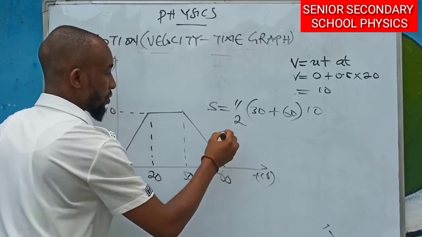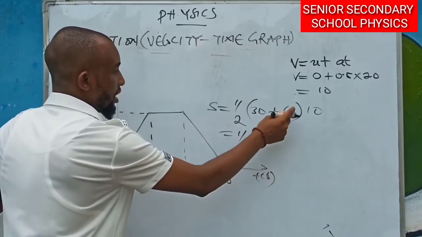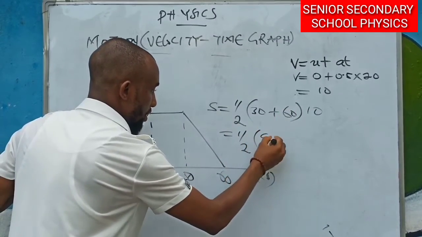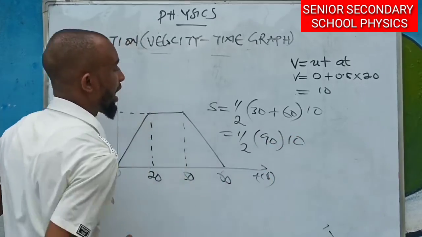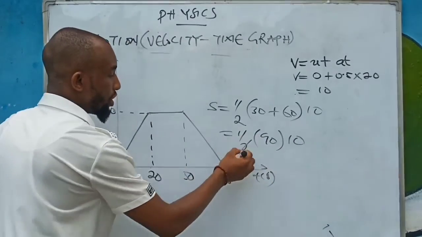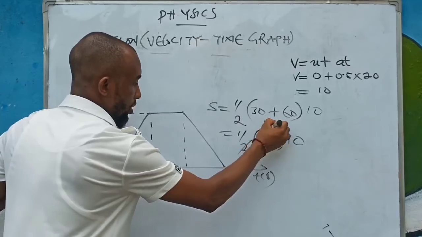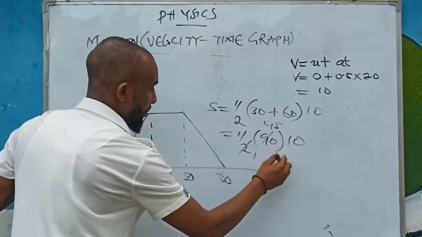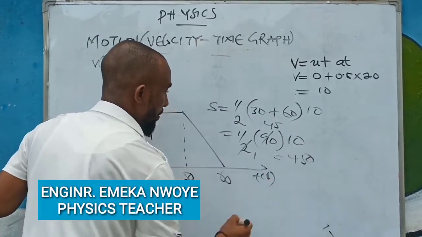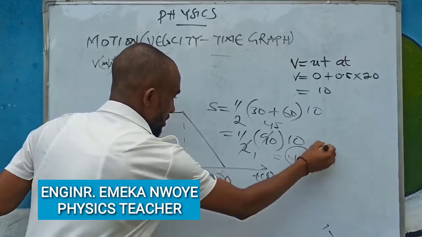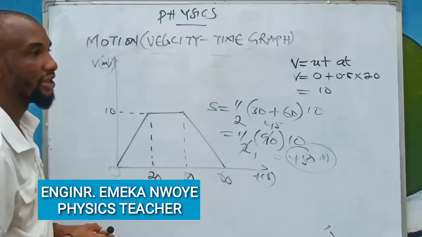Our distance now is equal to half in brackets. Addition of these two will give us 90, multiplied by the height, which is 10. 2 into this will give us 1, into this will give us 45. 45 multiplied by 10 will give us 450 meters. This is the total distance traveled by the train.